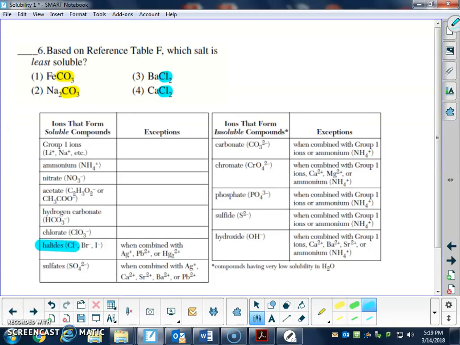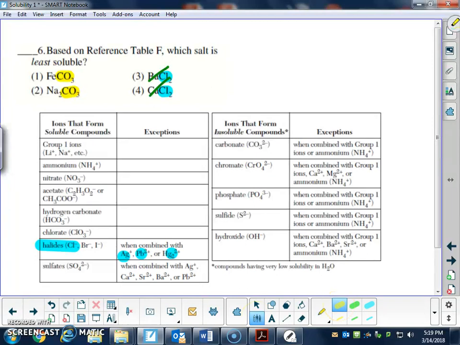Halides, chlorides, they're soluble except with these conditions: silver, lead 2, or mercury. Is that one of our choices? No. So that means that these guys are both soluble, so those are not your choices. We're looking for something that is least soluble. Those guys are soluble. Carbonates, however, they are insoluble.